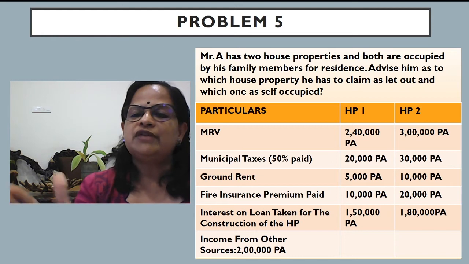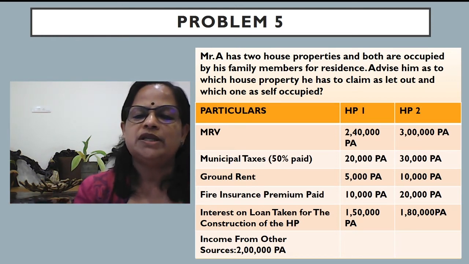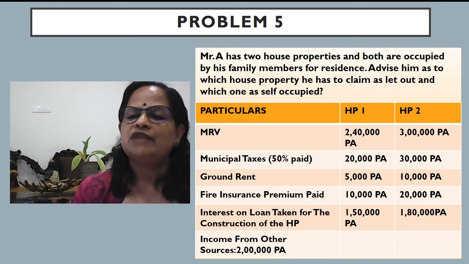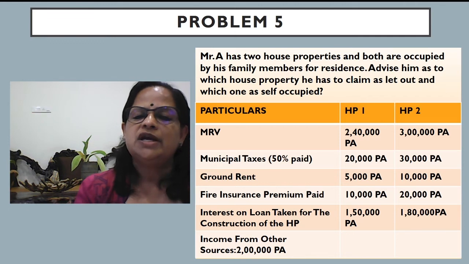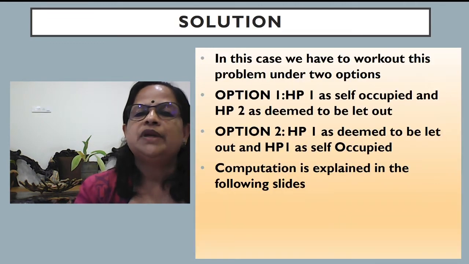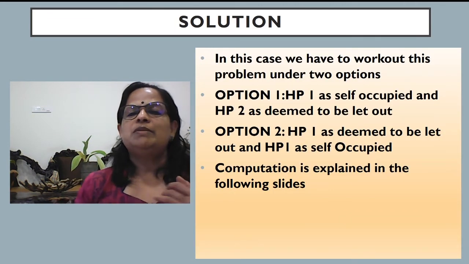Ground rent also is there, 5,000, 10,000. Fire insurance premium paid, 10,000, 20,000. Interest on loan taken for the construction of house property, 1,50,000, 1,80,000. Income from other sources. Now, we have to work out this problem under two options.